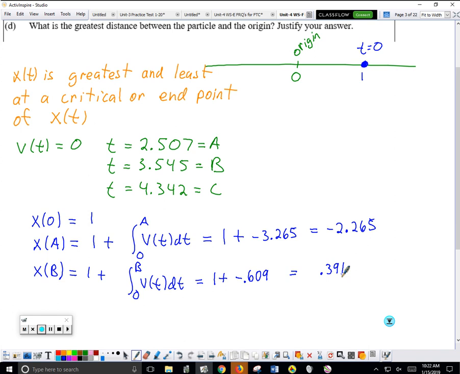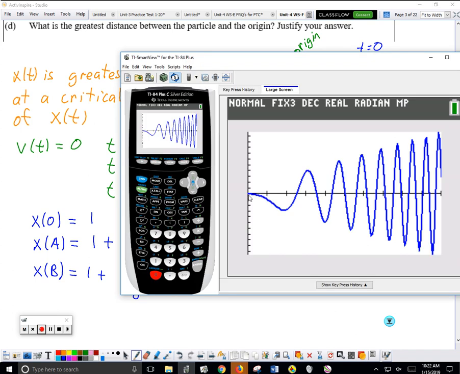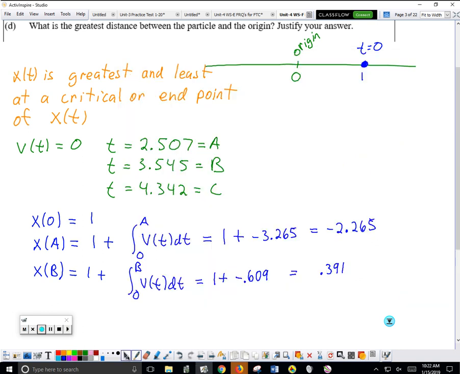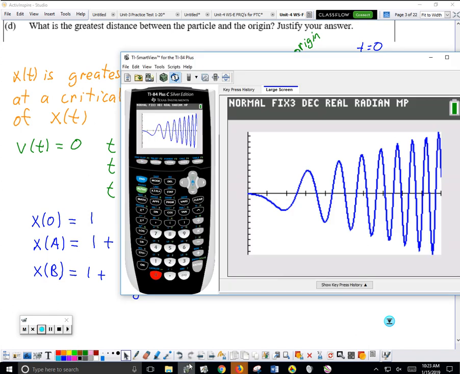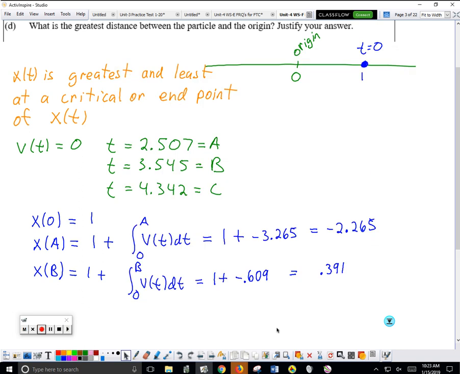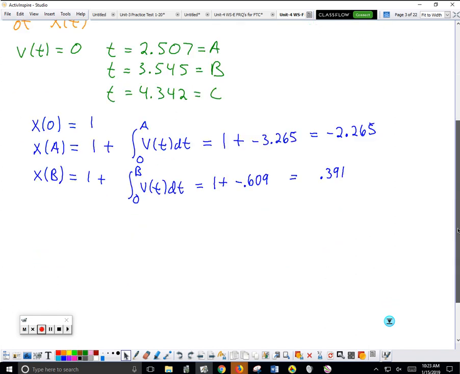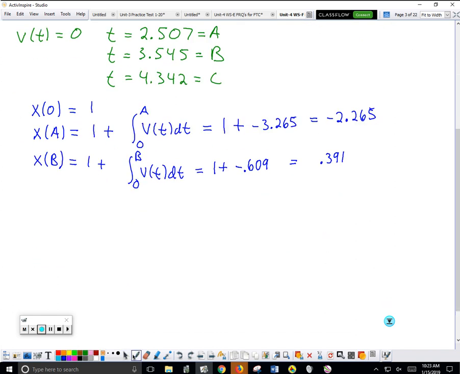So far, the particle starts at 1. Let's look at the graph of the velocity here. So the particle starts at 1, the velocity is negative until time 2.5. So the particle would go from 1 straight left until it gets to 2.5. Then the velocity is positive until about time 3.5. The particle comes back right, so it gets to about here. Now let's keep going. So find the position at time C.